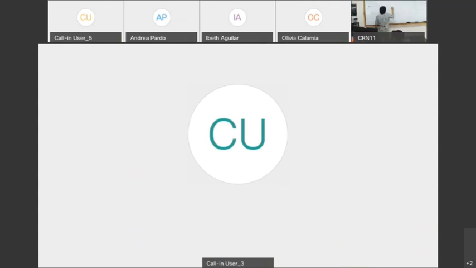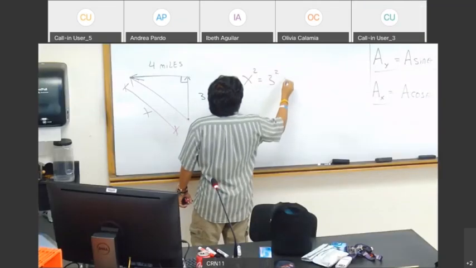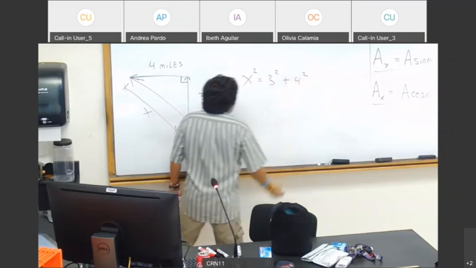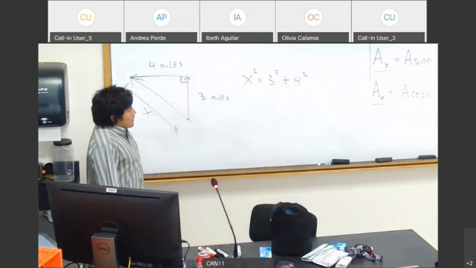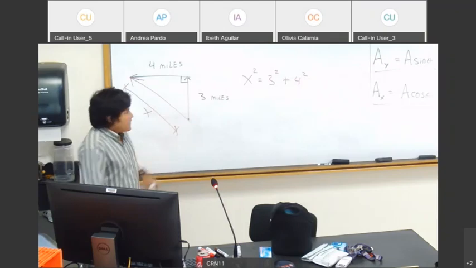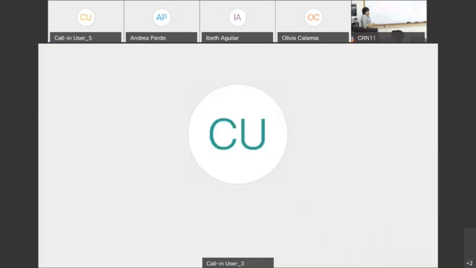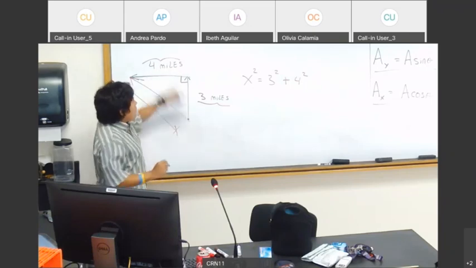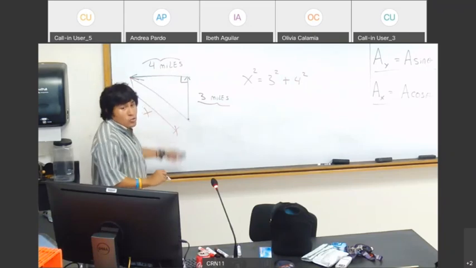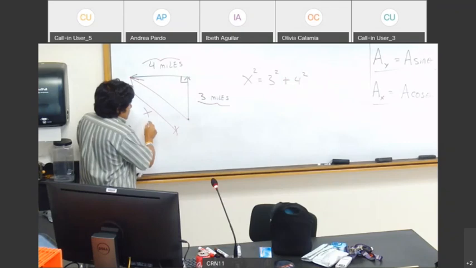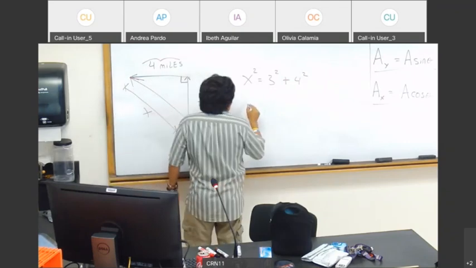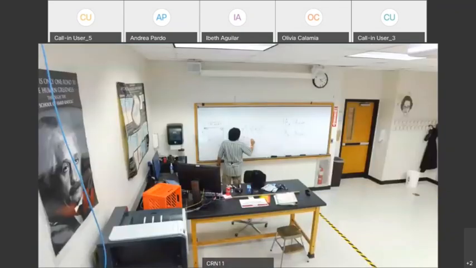X squared equals 3 squared plus 4 squared. The difference to what we just did is that 3 and 4 are the components already. They already are components, so you just have to find a resultant. We call this a resultant as well. All right? So X will be the square root of 9 plus 16, 25.